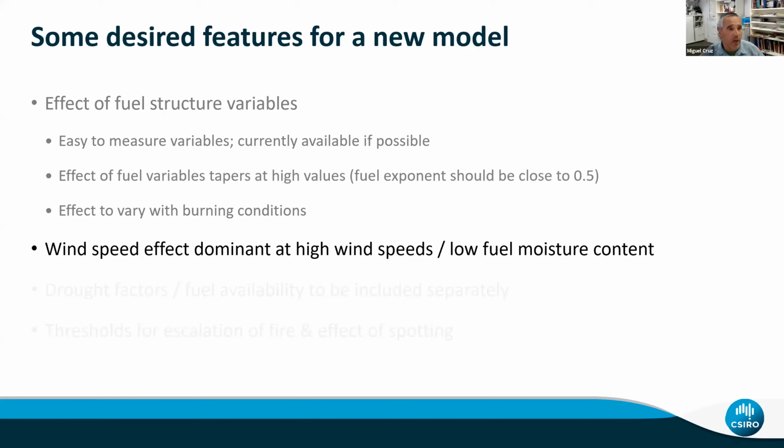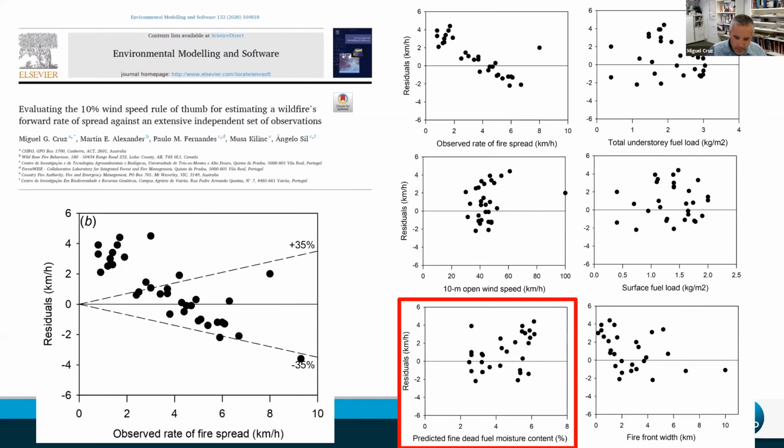Another aspect we wanted to include is this effect of wind speed, namely when you go into very high wind speeds and very low fuel moisture content. So here we really talk about the effect of wind speed in the severe and extreme catastrophic fire danger rating kind of range, right? And in one analysis we did last year, we came up with this rule of thumb for wind speed, where for some conditions, wind speed alone explains quite well the propagation of fire.